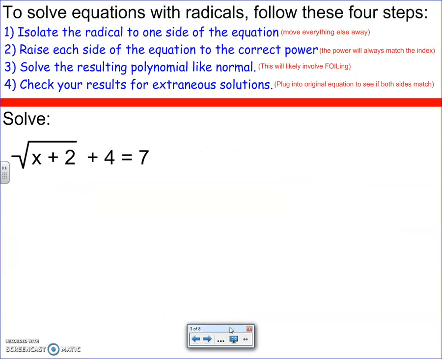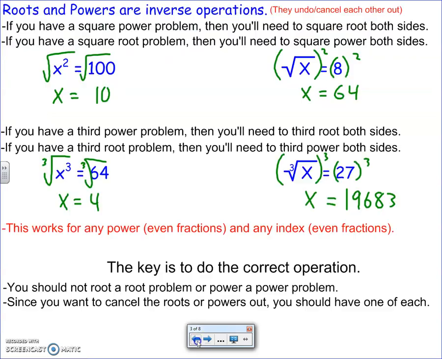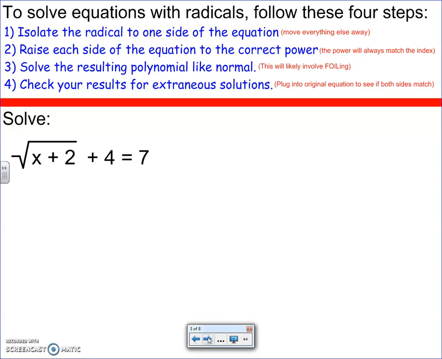Alright, so to solve equations with radicals, you're going to follow these 4 steps. You'll isolate the radical to one side of the equation, which means you move things away. You're going to raise each side of the equation to the correct power. That power will always match the index. So going back to here, if I had a third root, I need a third power. If I had a square root, I need a square power, because the index was 2 and 3.